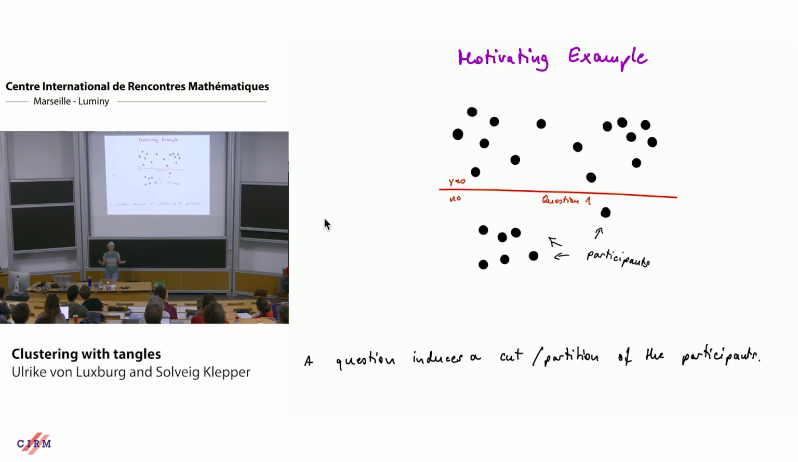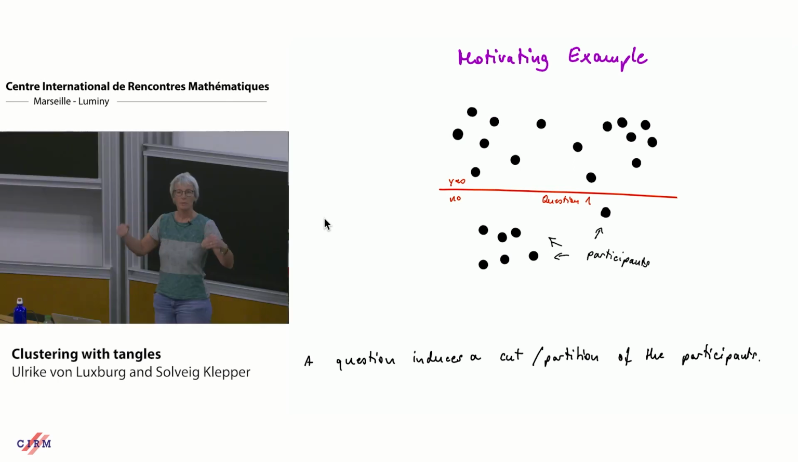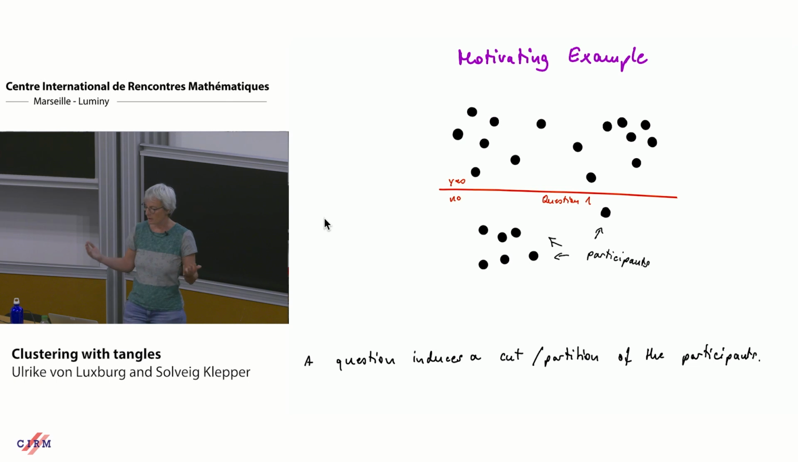To get the tangle approach working, the first observation is that if you have a question and you have people who answer yes and no, this is going to give you a partition of your data set. We are now going to see many plots. The dots are always going to be the persons, and then you have a line indicating that some persons answer the question with yes and some other persons answer the question with no. So each such question in your questionnaire induces one such partition.